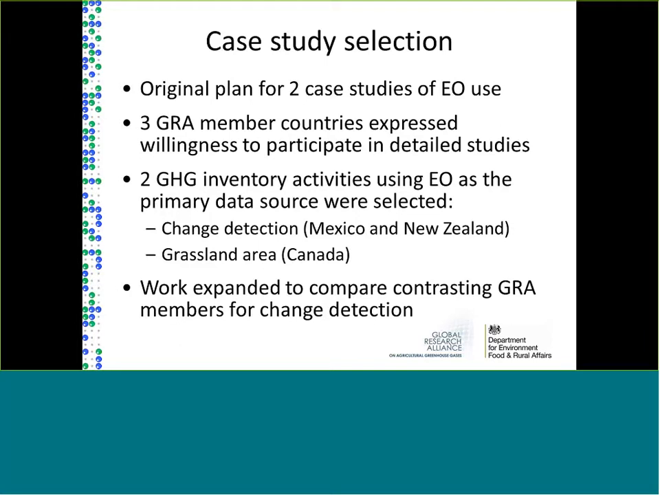So we wanted to look at having 2 greenhouse gas inventory activities, and the 2 selected were change detection, and for these particular ones, Earth observation was the primary data source for that particular activity, and the other one was grassland area. As you can see, for the change detection, we've actually got 2 case studies, one with Mexico and one with New Zealand, and for the grassland area, it was with Canada. So we expanded to doing 3 case studies because it would give a little bit more contrast amongst the GRA members, to have 2 different looks at change detection.